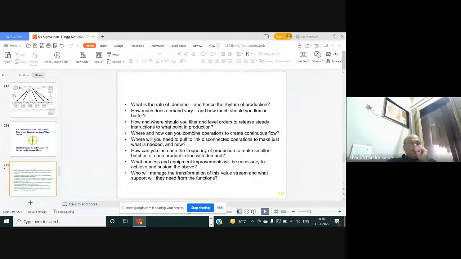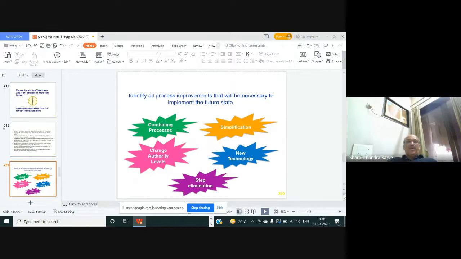You can ask various questions. What is the rate of demand? How much does the demand vary? How much should be the flexibility or buffer? How and where should you filter and level orders, etc.? This is about a typical ordering process. Where and how can you combine operations to create a continuous flow? So you keep asking simple questions based on these guidelines at each and every step so that you develop a future process map.